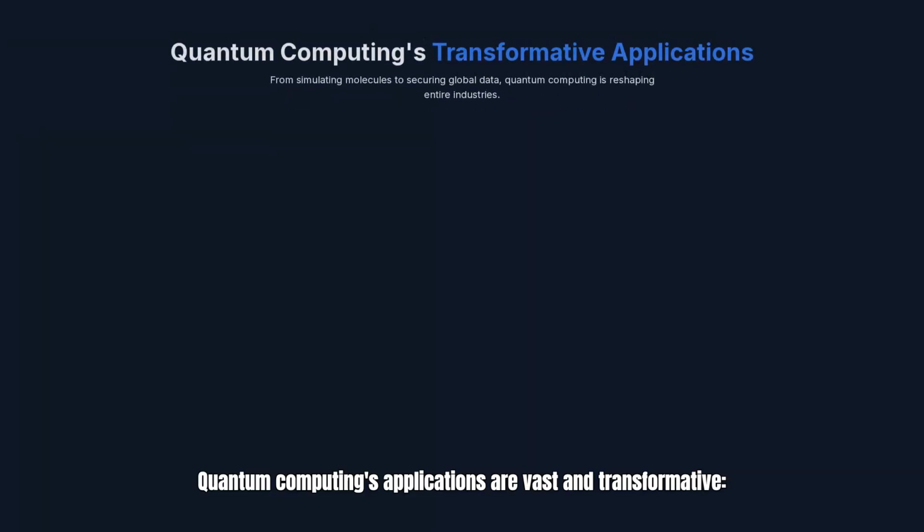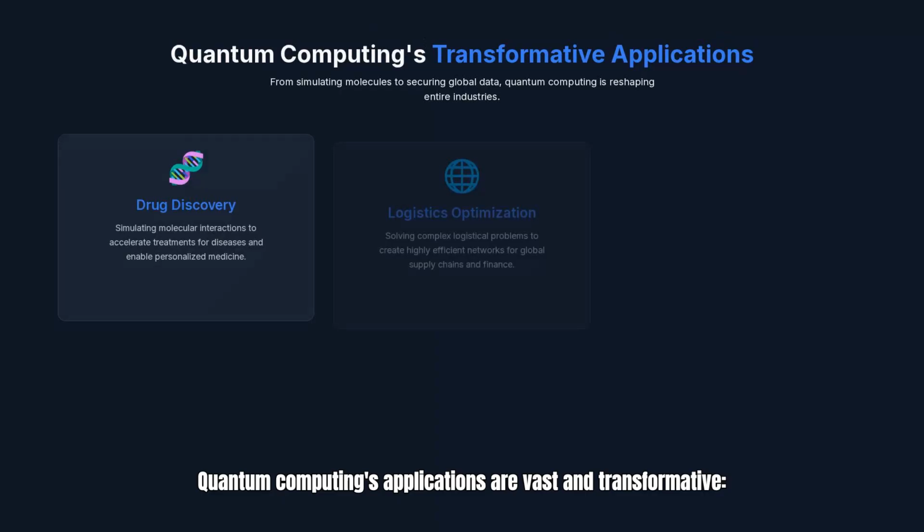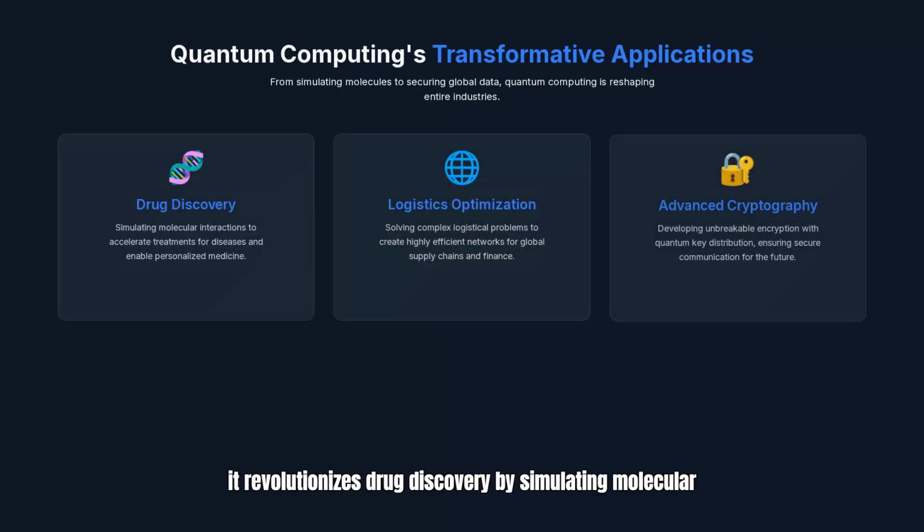Quantum computing's applications are vast and transformative. It revolutionizes drug discovery by simulating molecular interactions and protein folding with pinpoint accuracy, speeding up treatments for diseases like Alzheimer's and cancer while enabling personalized medicine. It also optimizes complex logistics networks and advances cryptography through secure quantum key distribution using single photons to detect eavesdroppers, ultimately reshaping industries from healthcare to finance.